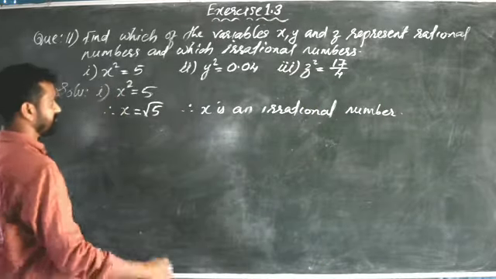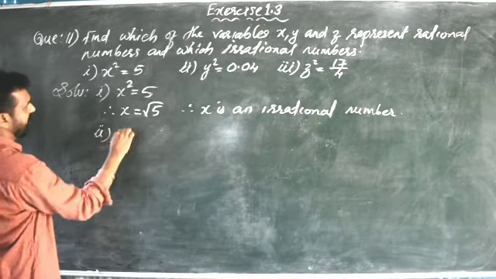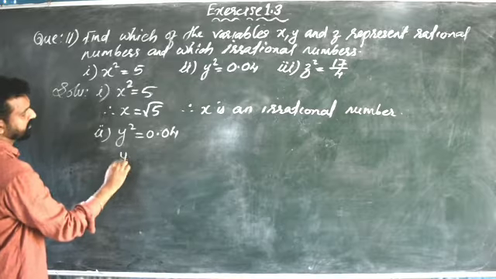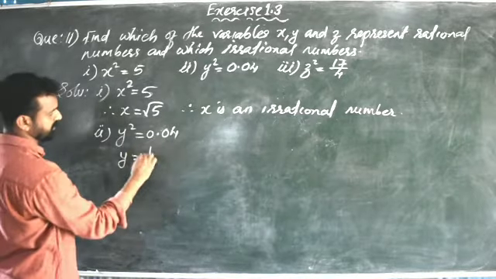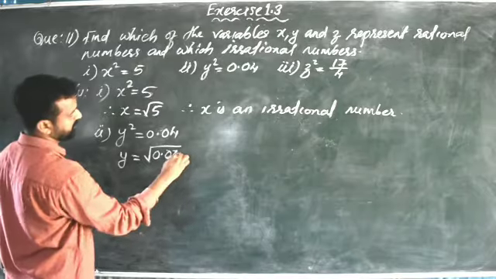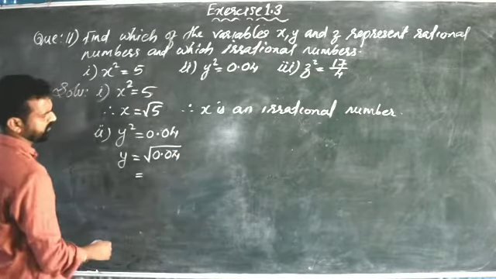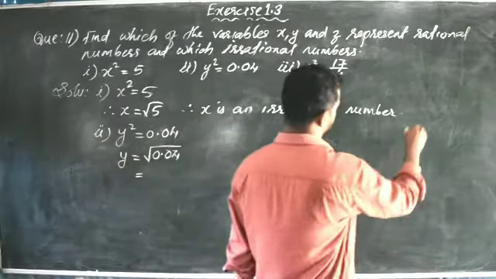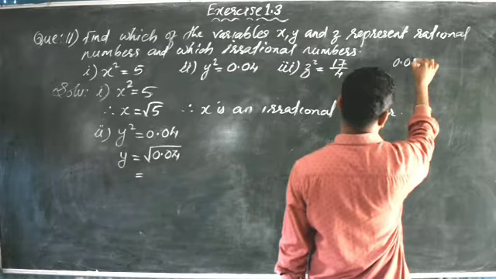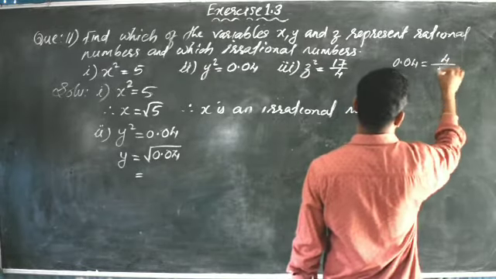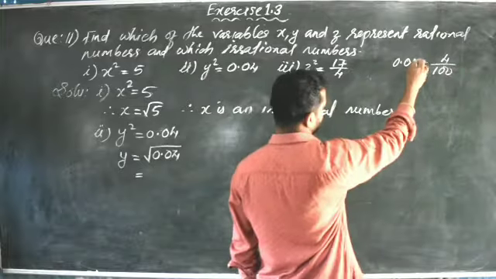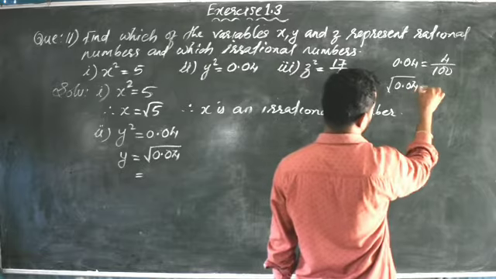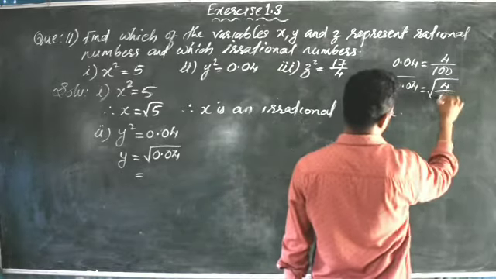The next one: y square is equal to 0.04. Transposing the square, y is equal to the square root of 0.04. We can write 0.04 as 4 divided by 100. Now take the square root: the square root of 0.04 is the square root of 4 divided by 100.